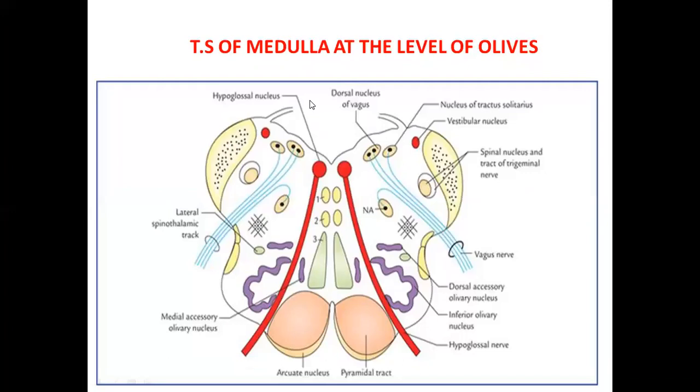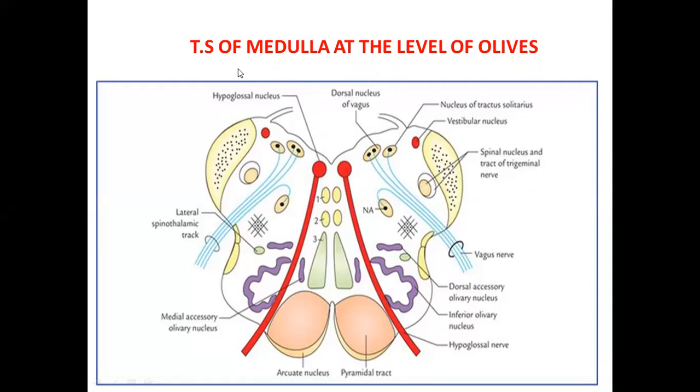Good morning, dear students. Today we are going to see the transverse section of the medulla oblongata at the level of olives. Yesterday we saw the transverse section of the medulla oblongata at the level of pyramidal decussation and the transverse section of the medulla oblongata at the level of sensory decussation.